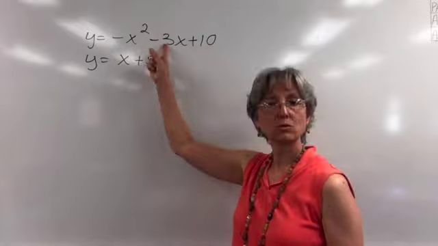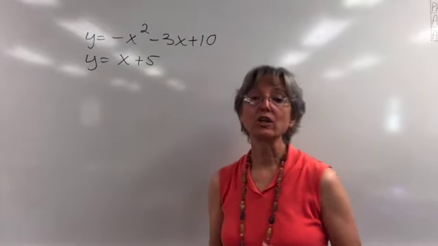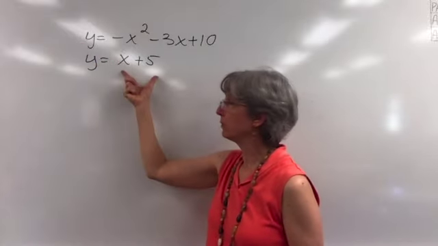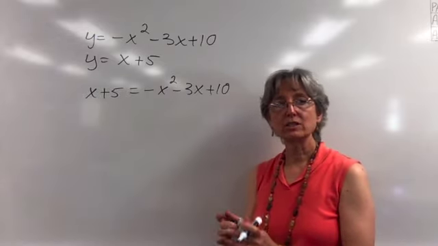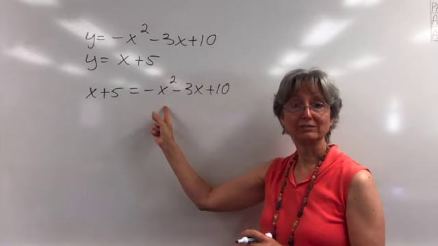I have this quadratic and this line. I want to know their points of intersection, so I'm going to substitute in place of this y, I'm going to put x plus 5. Now I'm going to set it equal to 0, and I'm going to do it in such a way that leaves my x squared positive.